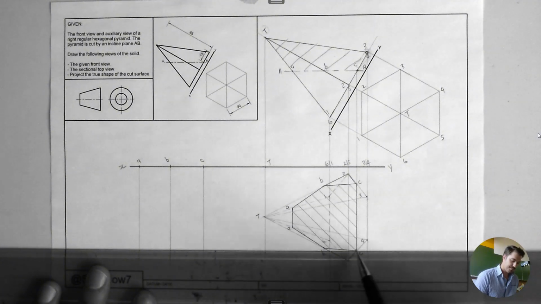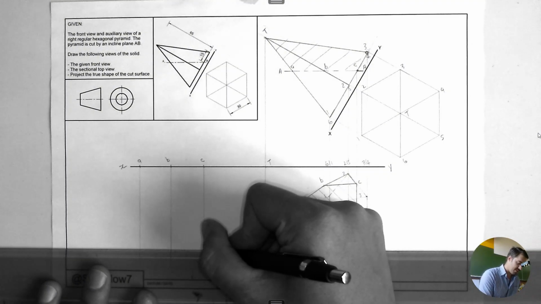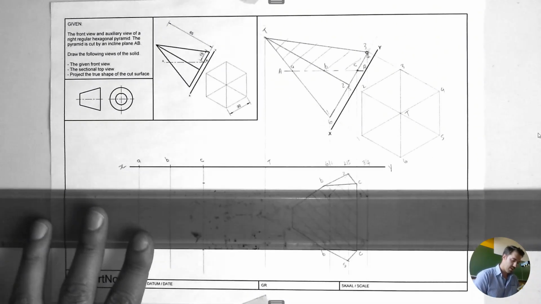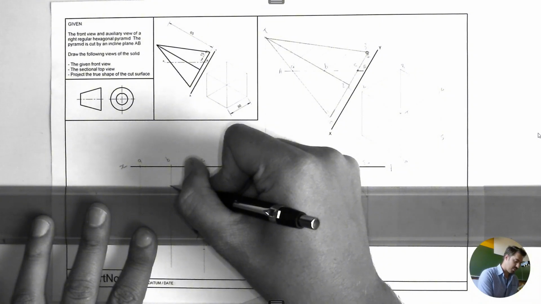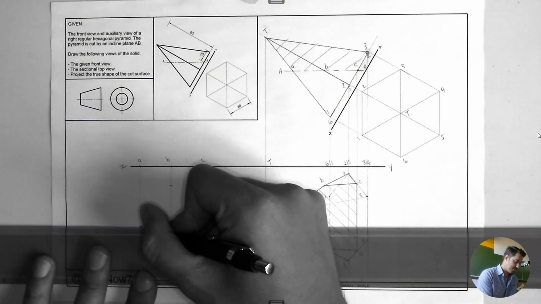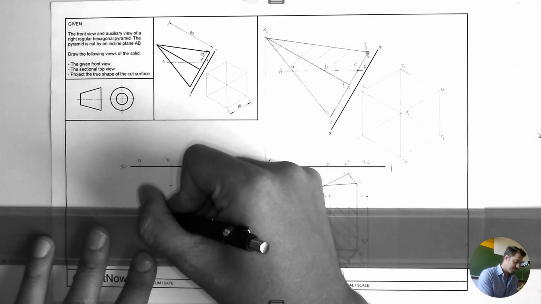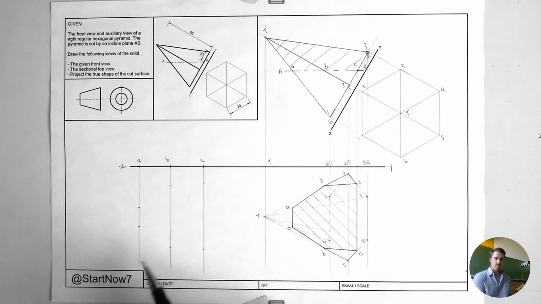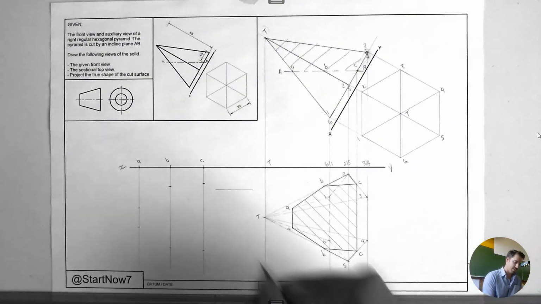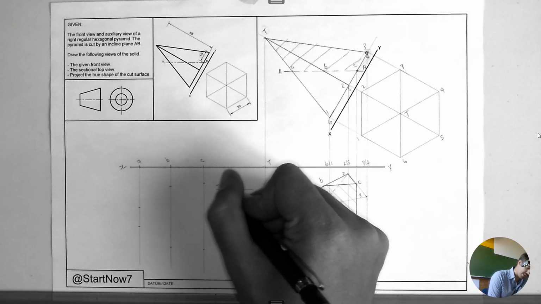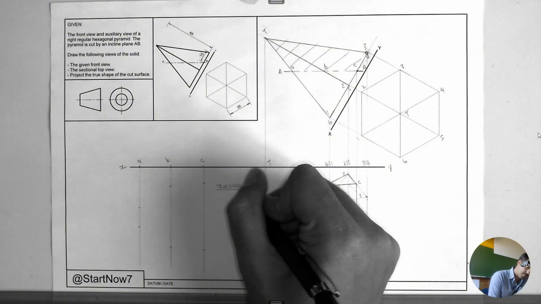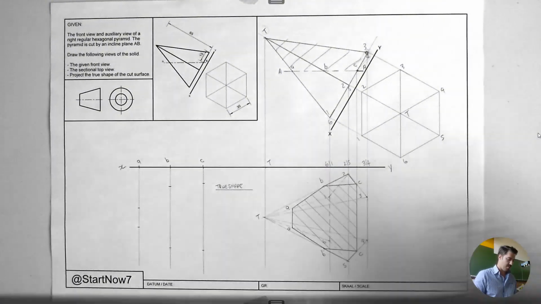So C goes onto point C here. There's C. B goes onto B. A goes onto A. So you should see all those points. We can already just draw a little line here, and then we label it True shape in capital letters.